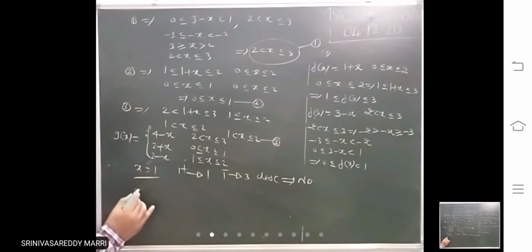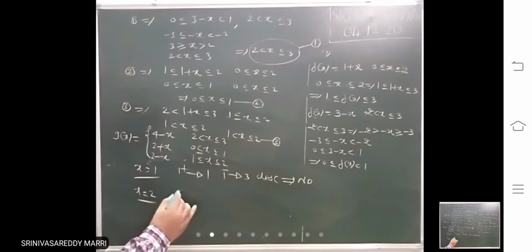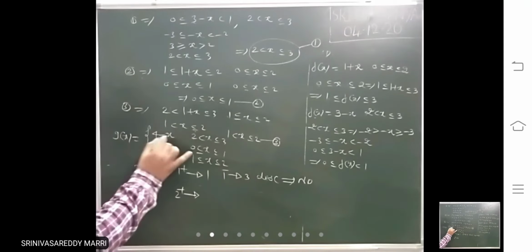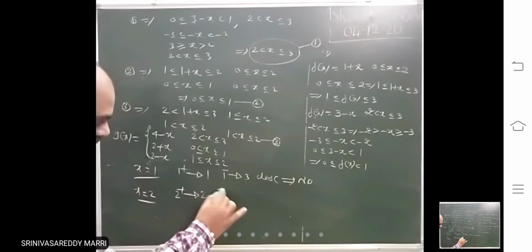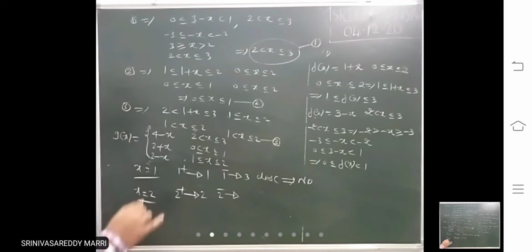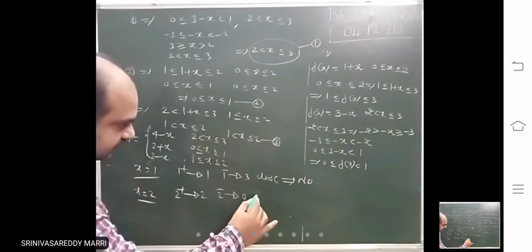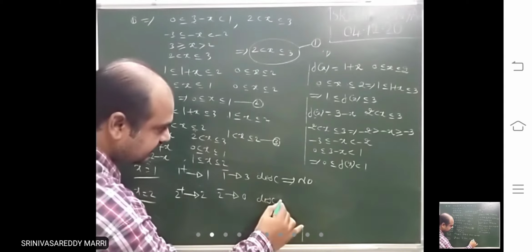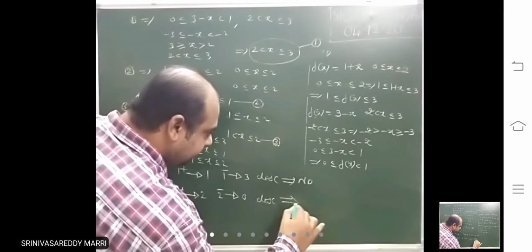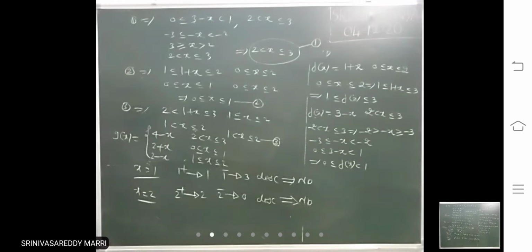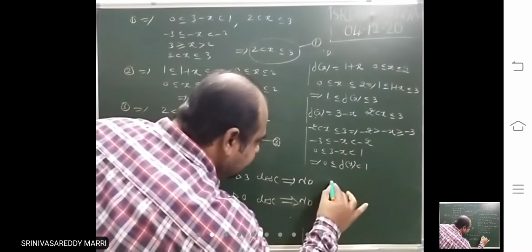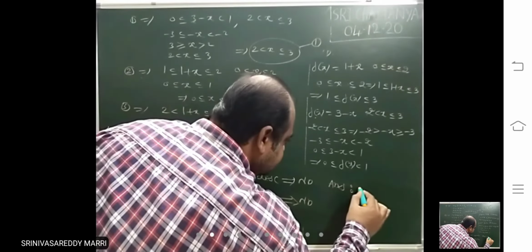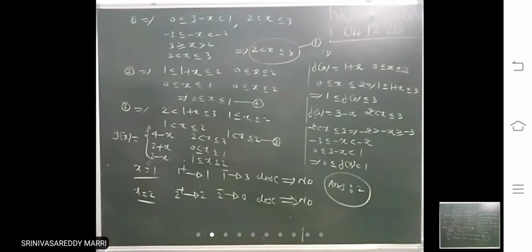Then the rule changes at x equal to 2. At 2 plus, 4 minus 2, 2. At 2 minus, 2 minus 2, 0. That means discontinuous, which implies not differentiable. Therefore, at how many points is it non-differentiable? Answer: 2. At 2 points it will not be differentiable.